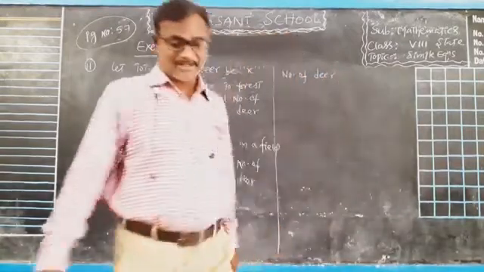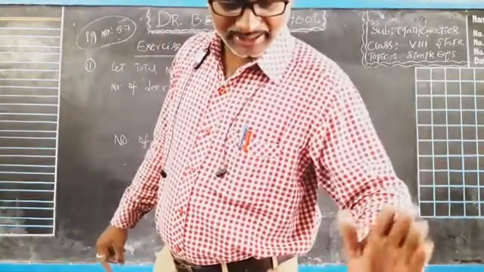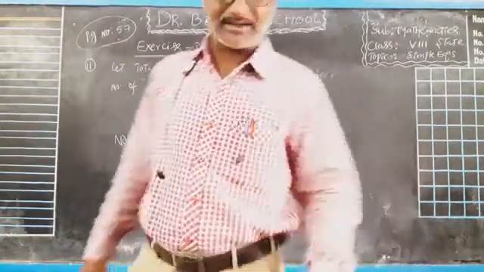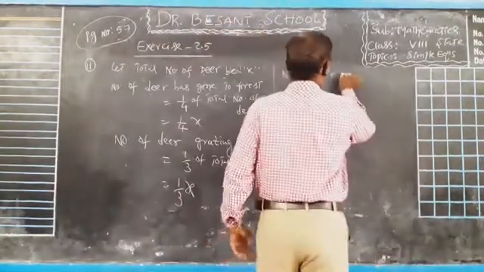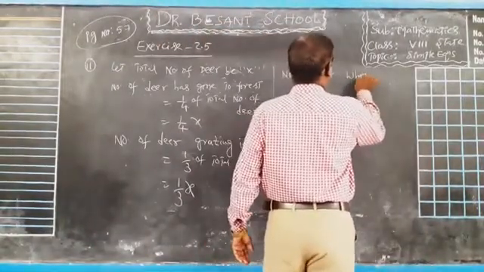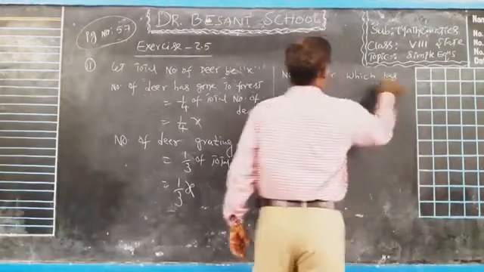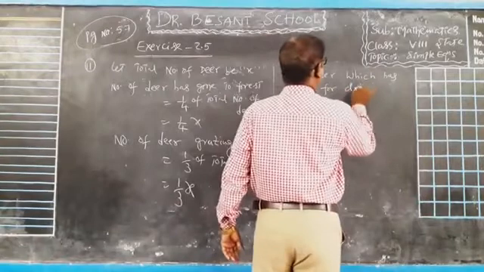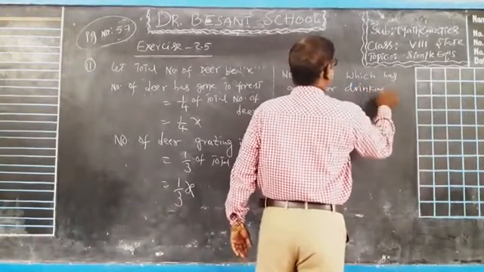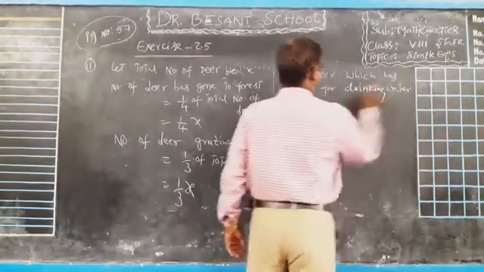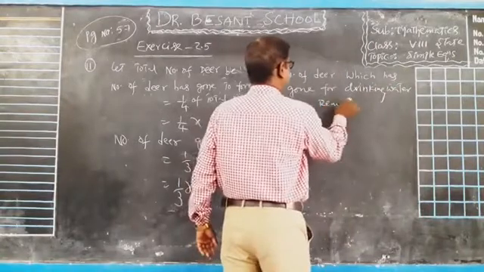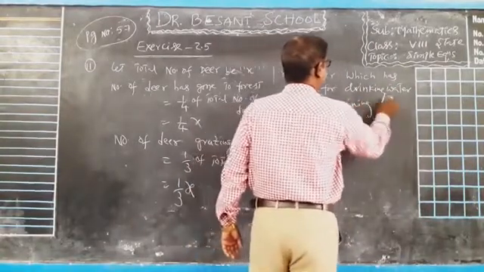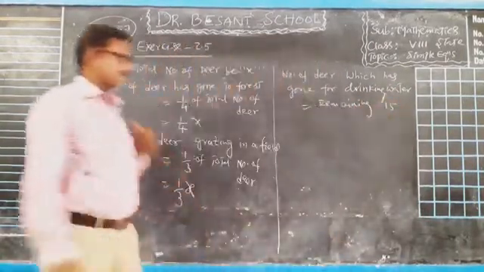See, the remaining total number of deer in the field, and the remaining 15: the number of deer which has gone for drinking water is equal to the remaining 15. So how will you get the remaining 15?